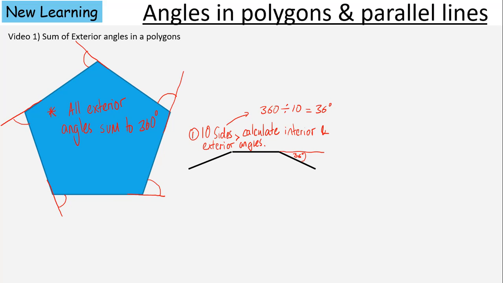So what's the interior angle? Well, that's found just by doing this. And we know that angles on a straight line add up to make 180 degrees. So all I need to do is do 180, take away the 36, and that gives me 144 degrees.